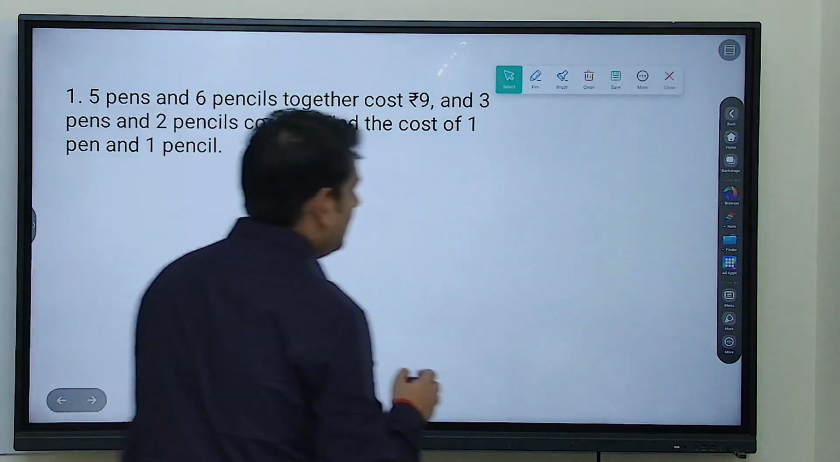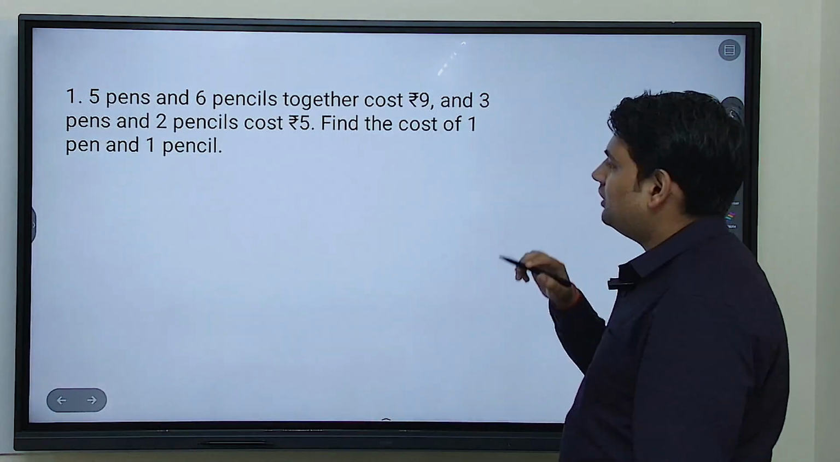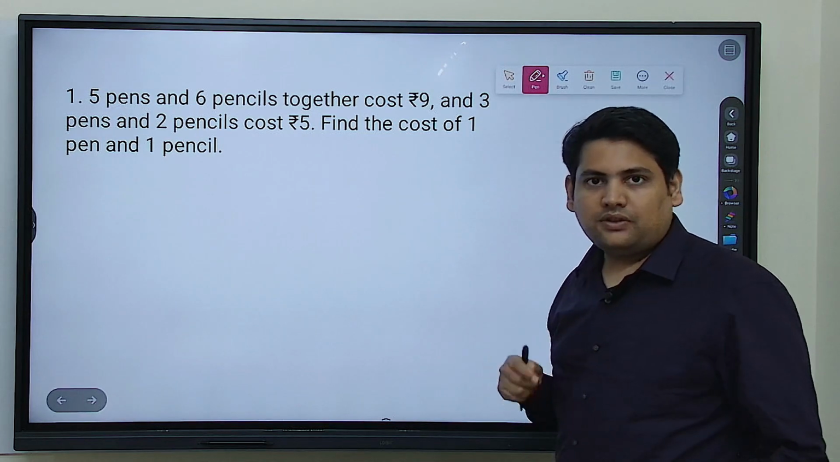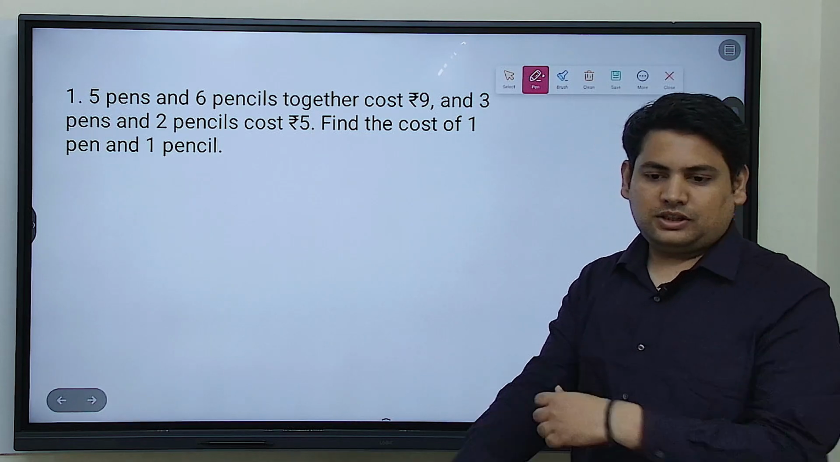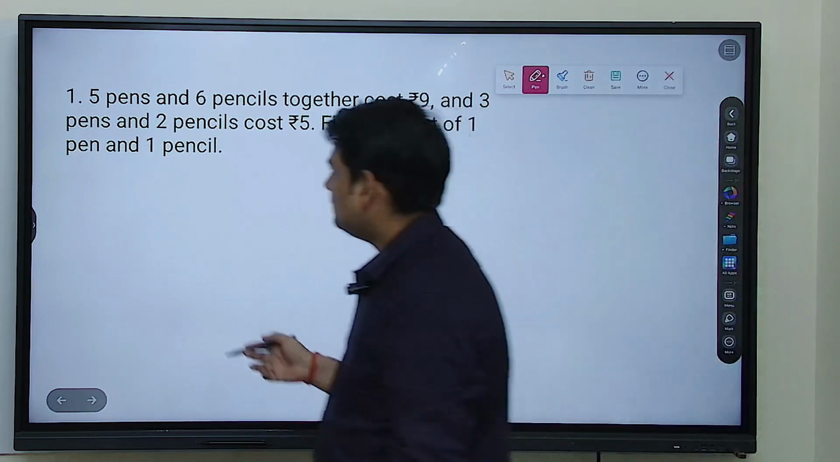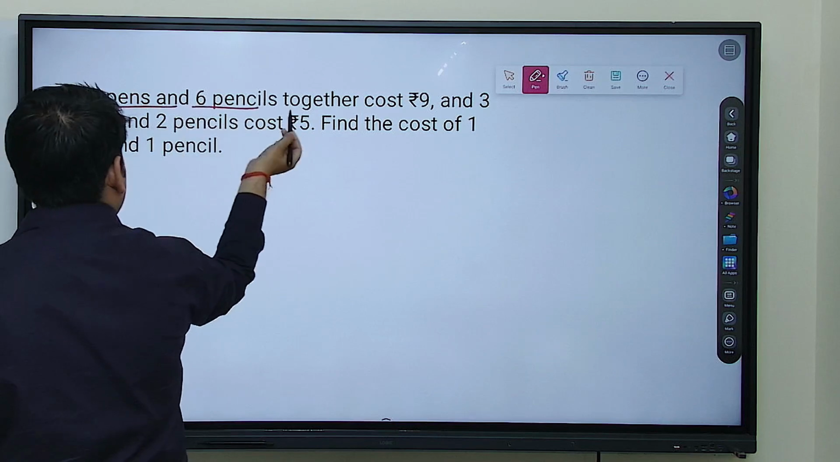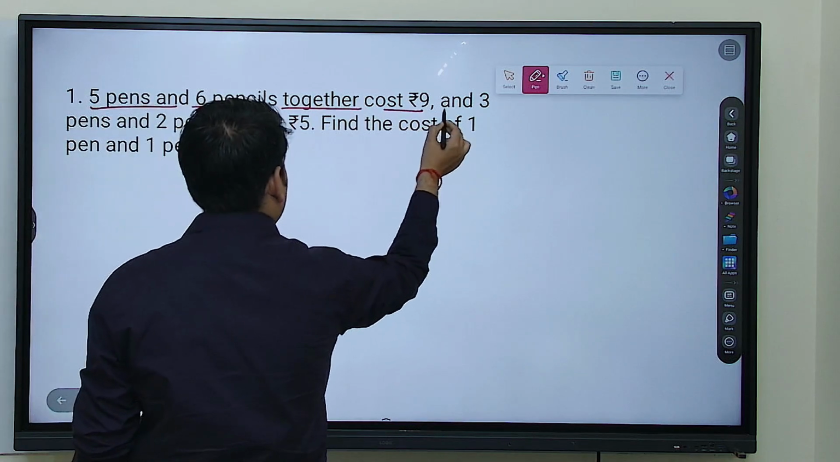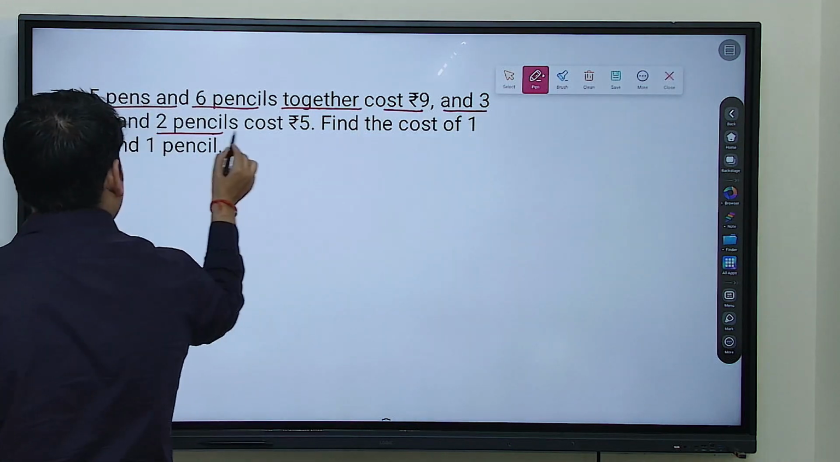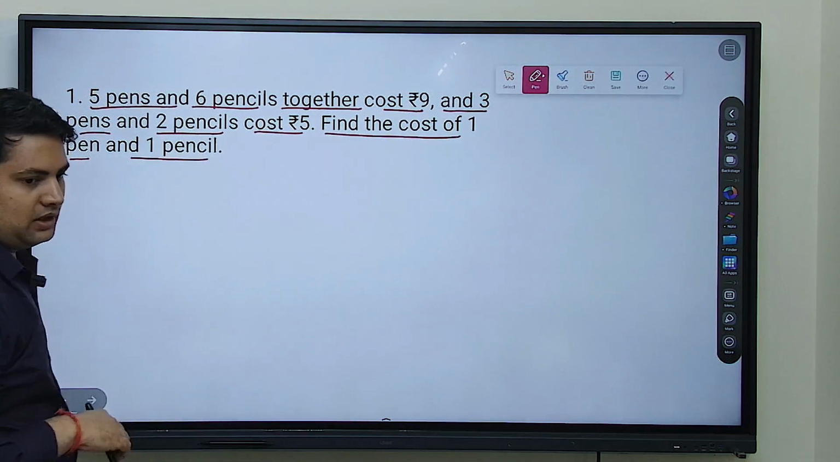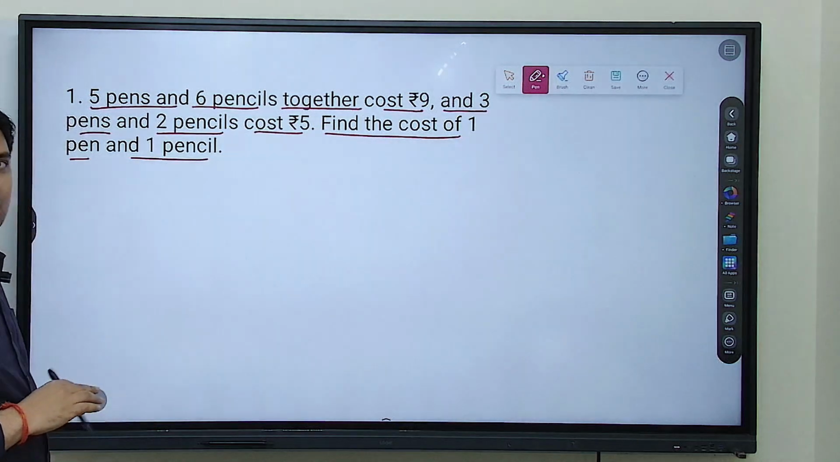Today again we will be doing some formulation questions. That is, by reading word problems we will be formulating linear equations. Okay, let's see. This is the first question. 5 pens and 6 pencils together cost 9 rupees and 3 pens and 2 pencils cost 5 rupees. Find the cost of 1 pen and 1 pencil. You can pause and try it yourself.